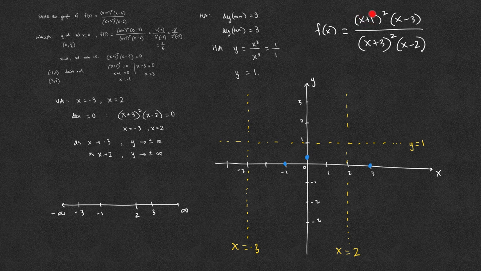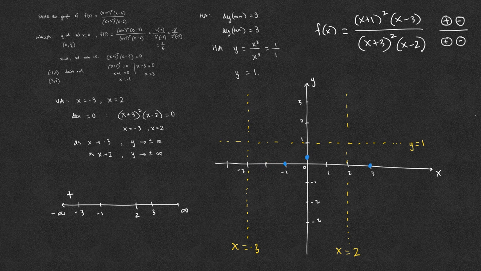Negative 4 plus 1 squared is positive. Negative 4 minus 3 is negative. And so in the numerator, we have a positive times a negative. And then negative 4 plus 3, the quantity squared, is positive. And negative 4 minus 2 is negative. The numerator is a product of a positive and a negative, so it is negative. The denominator is the product of a positive and a negative, so it is negative. And negative over negative is a positive. And so we know that the graph will be above the x-axis from negative infinity to negative 3.